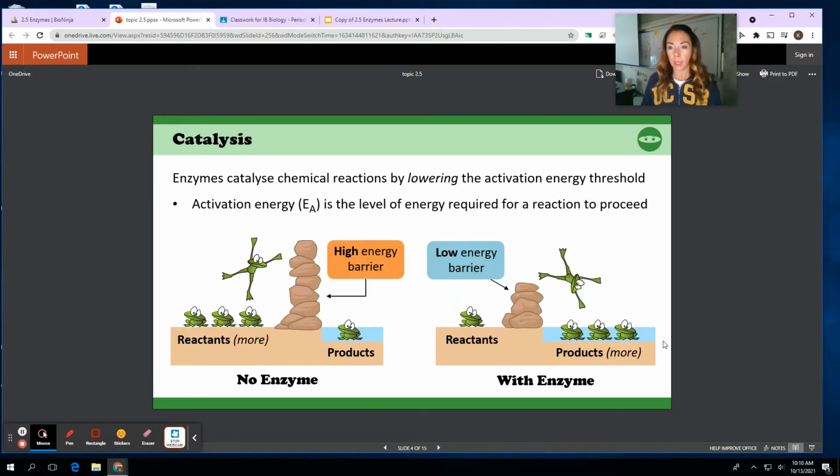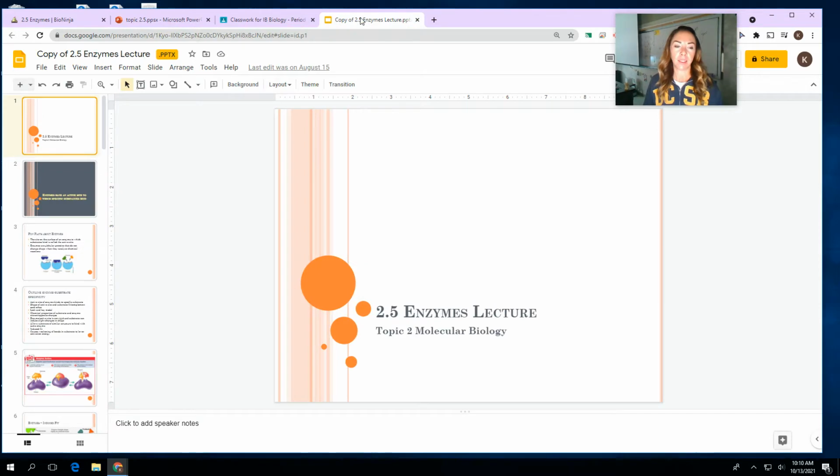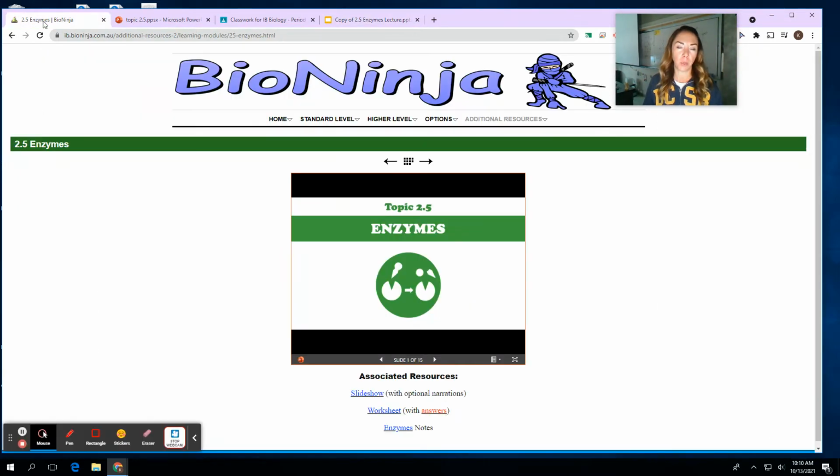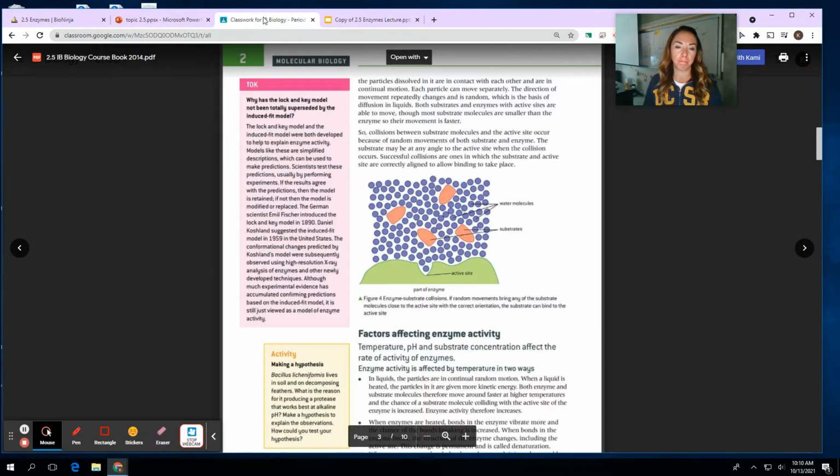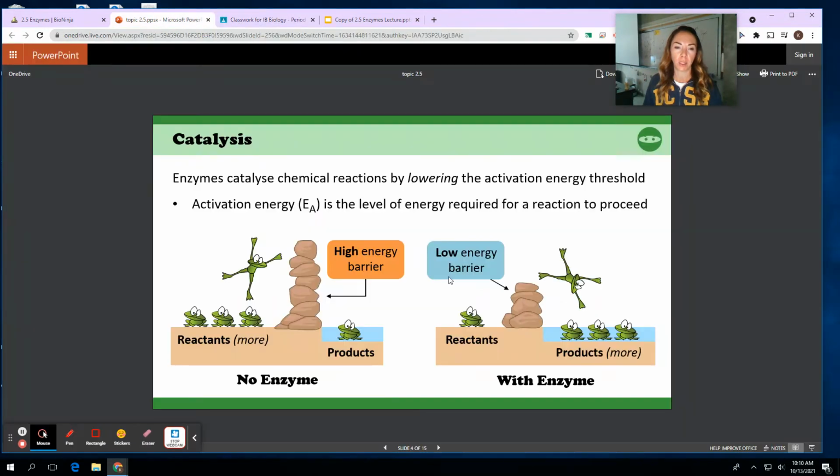Or what does a catalyst even look like? Or what does it mean? Some analogies for what that would look like, with frogs. There's a couple different visuals. I took up this lecture, and then I have your book open as well. So hopefully I can give you a couple different ways to look at this, right?